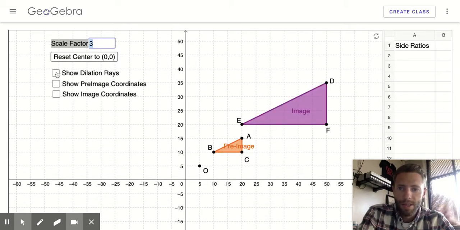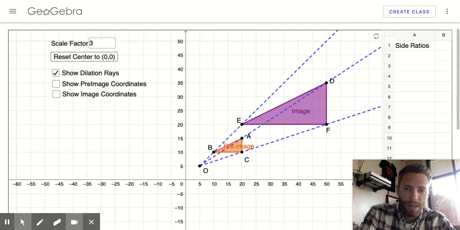I want to click these check boxes over here. Show dilation rays. That's interesting. Look at that. When you connect the image and the pre-image, or the corresponding points, those rays intersect at what we call the center of rotation. Excuse me, not the center of rotation, the center of dilation, which is 0,0 in this case.